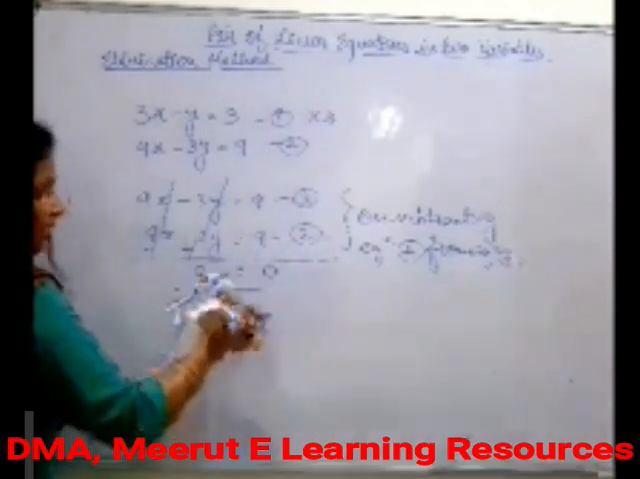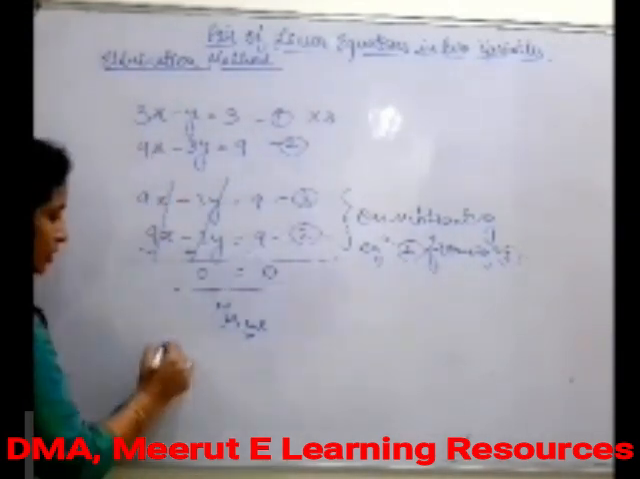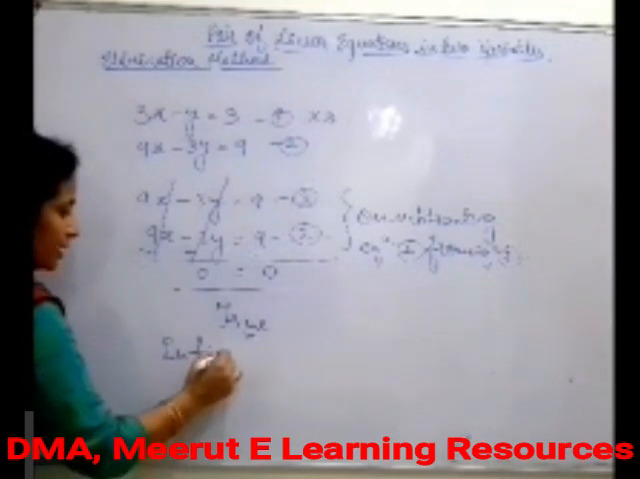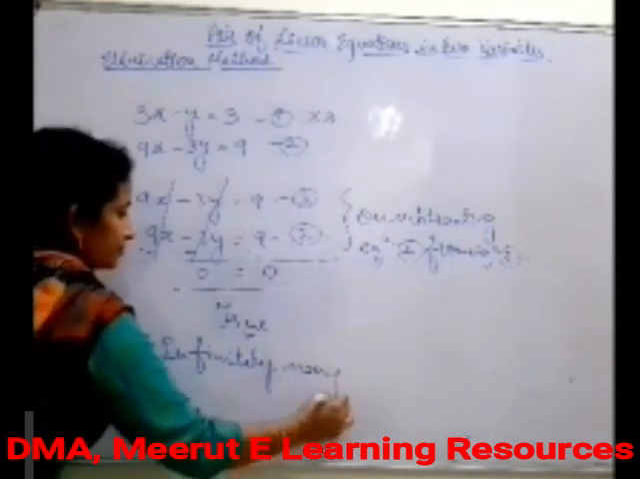So this is a true statement. True statement means both the sides are equal, but you can see that there is no variable. Neither x nor y exist here, and when we have a true statement with no variable, it means this system of equation is going to have infinitely many solutions.